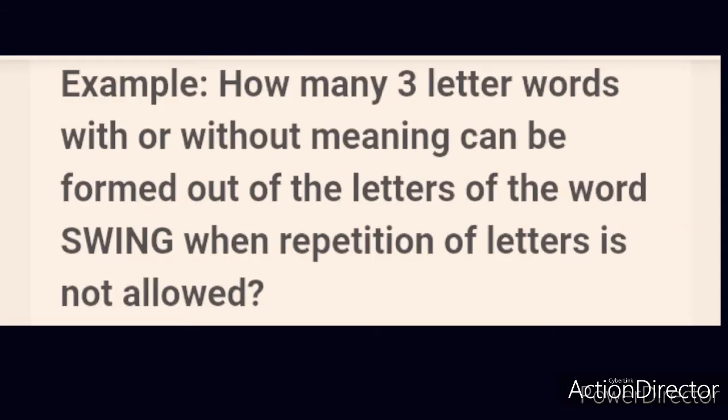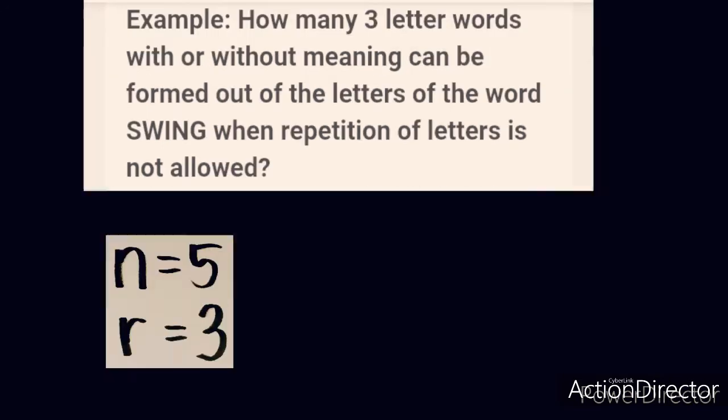Number 1 example. How many three-letter words with or without meaning can be formed out of the letters of the word SWING when repetition of letters is not allowed? Here, n is equal to 5 as the word SWING has 5 letters, while r is equal to 3 since we have to form three-letter words with or without meaning and without repetition.